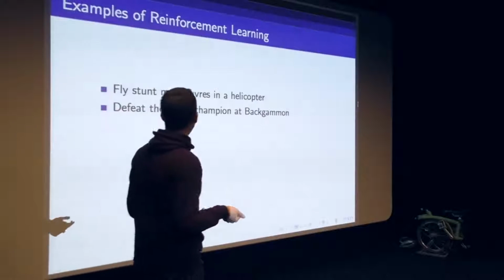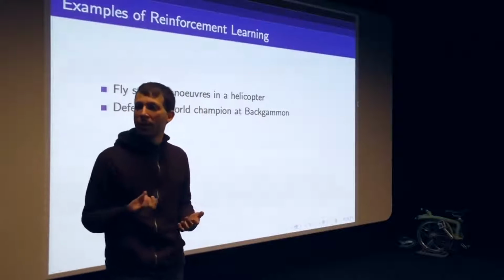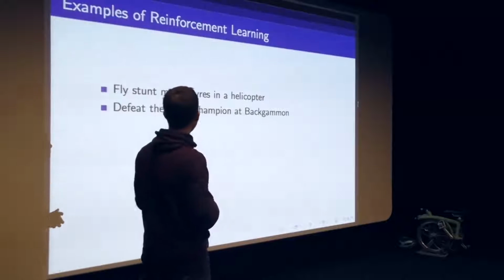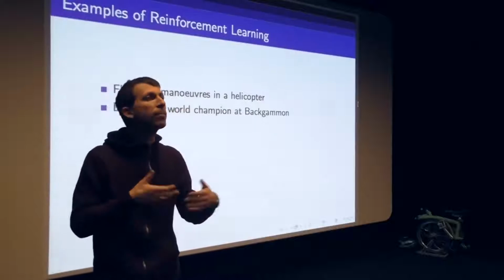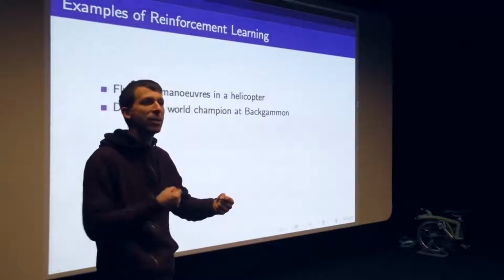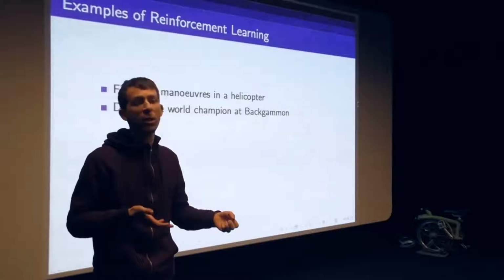Another example would be to play the game of backgammon. One of the famous successes of reinforcement learning is when Jerry Tesauro defeated the world human champion at the game of backgammon, just by reinforcement learning. This is a system that was basically playing the game again and again, and just by trial and error learning, figured out a way to play backgammon better than humans.